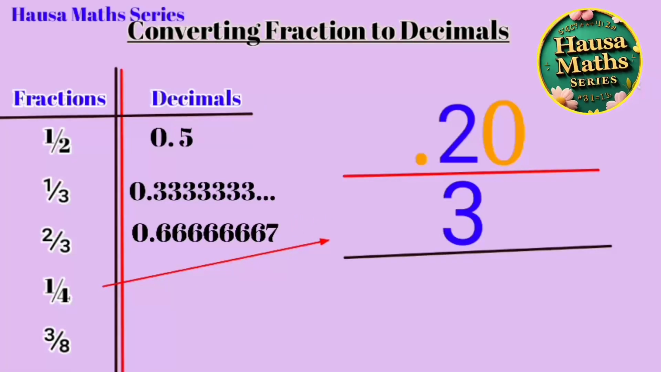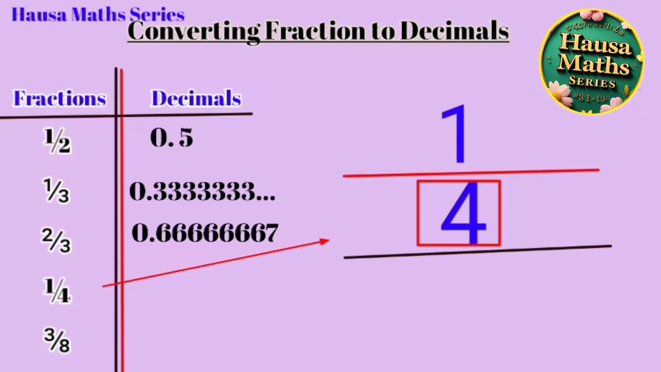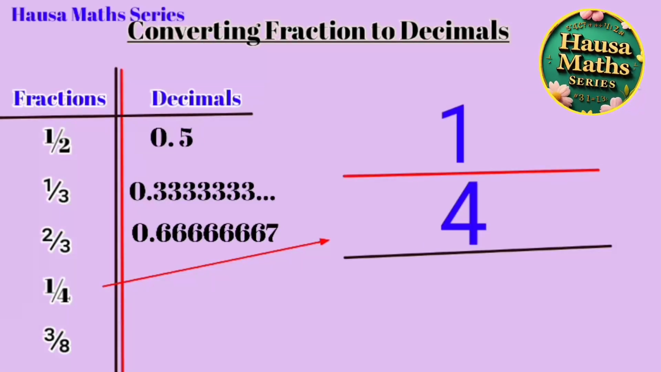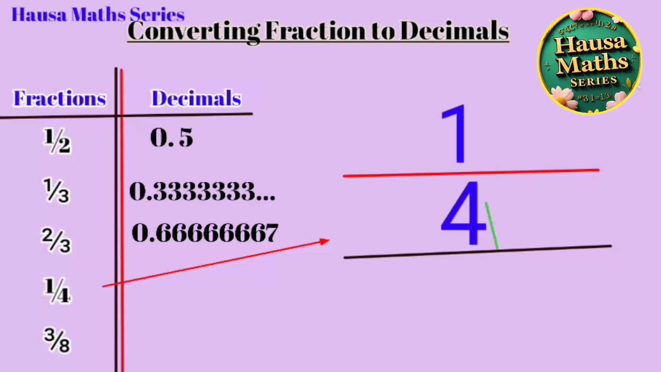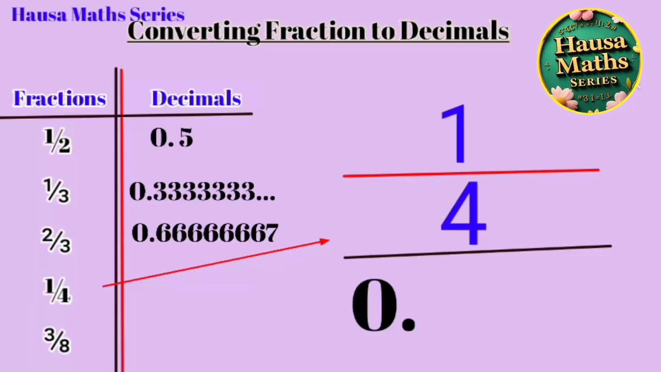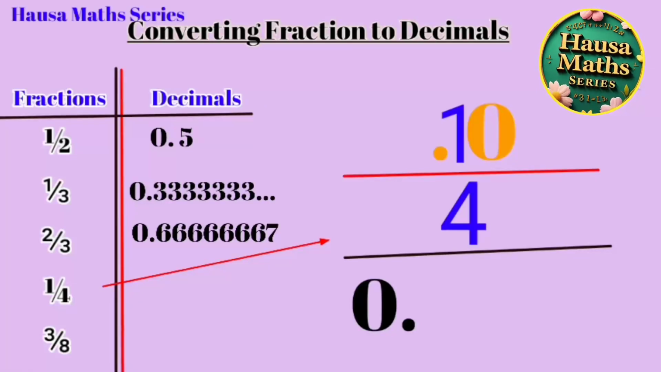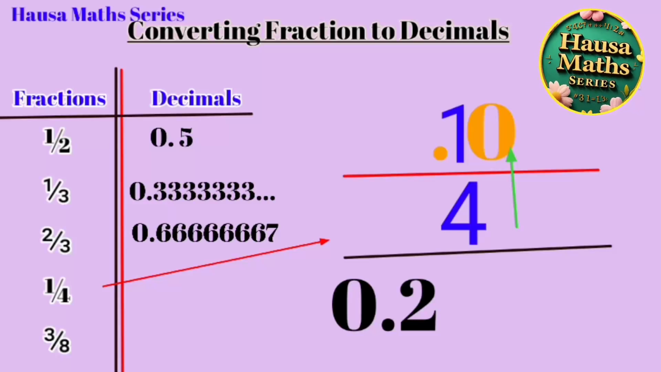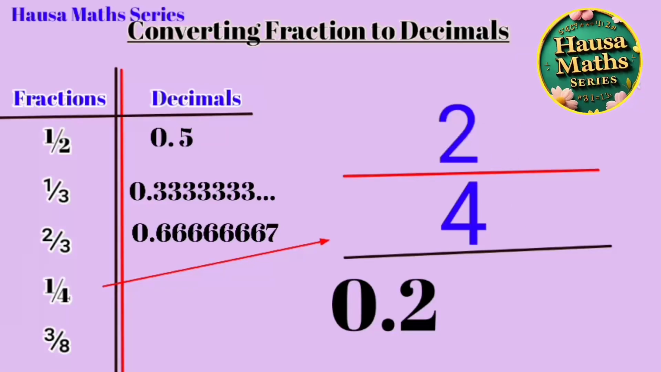Then the number 4, we have 1 divided by 4. So we are going to say 4 in 1. How many times does 4 enter 1? It cannot go. We are going to write 0 point. Once we write 0 point, this one becomes 0.10. Then 4 in 10 is 2. So we are going to have remainder 2.